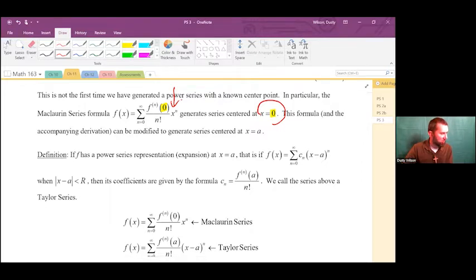So, definition: if f has a power series representation or power series expansion at x equals a, that is, if f of x equals the sum from n equals 0 to infinity of Cn times (x minus a) to the nth power, when the absolute value of x minus a is less than r, then its coefficients are given by the formula Cn equals the nth derivative evaluated at a divided by n factorial. We call the series above a Taylor series.